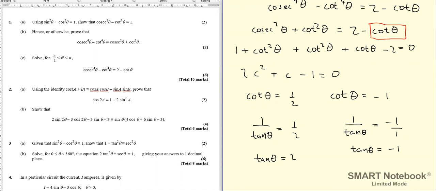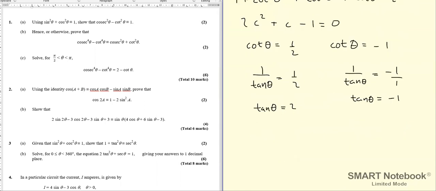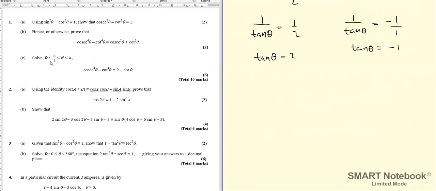Now I need to find 2 theta values. Well, I need to solve for theta, but I need to understand that my theta range is between minus pi over 2 and pi. Now, if I just work in degrees for the moment, that's the same as saying theta must be between 90 and 180 degrees.